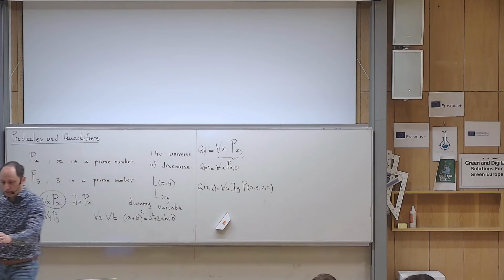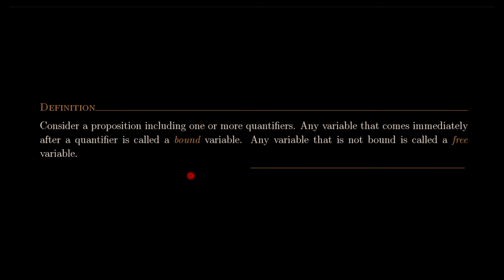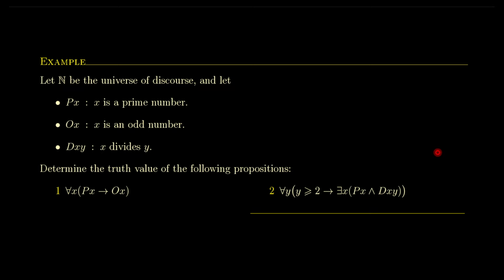Okay, so now let us go to slides to see if I have more exercises. We'll consider a proposition including one or more quantifiers. Any variable that comes immediately after a quantifier is called a bound variable. Any variable that is not bound is called a free variable. Yes? Okay, now we want to do this exercise together.